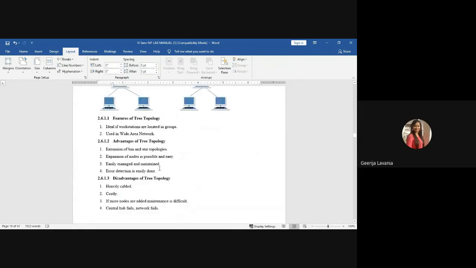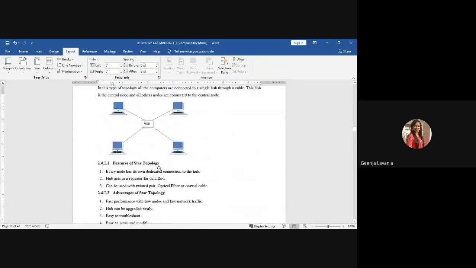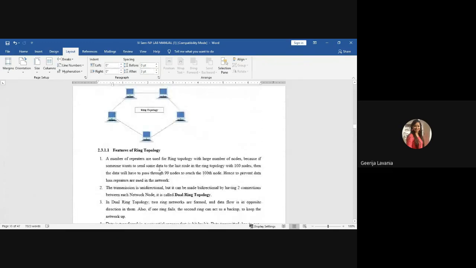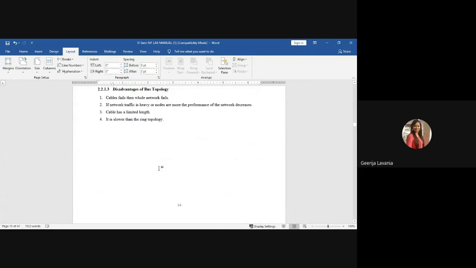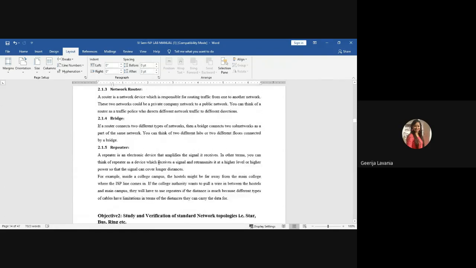Now you have completed your second objective. Your objective was: what about the topology? How many types of topology do we use in the network? So we completed this second objective of our NP lab.